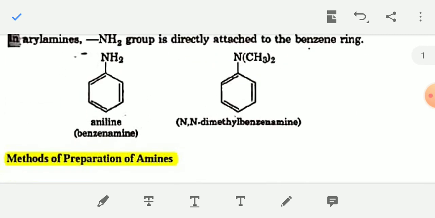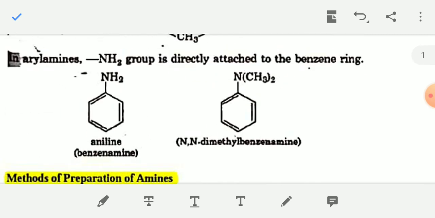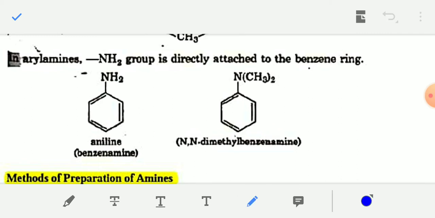Here, two examples of aromatic amine are given. First one is aniline. If the NH2 group is directly attached with a benzene ring, then it is known as aniline or benzene amine according to IUPAC. And in this case, see, this is a 3-degree amine.